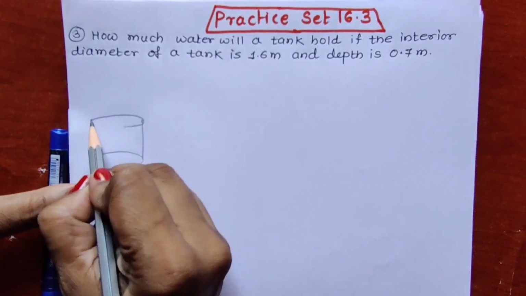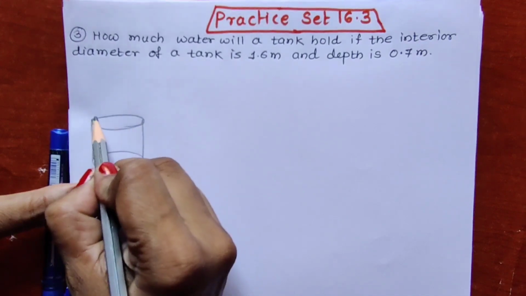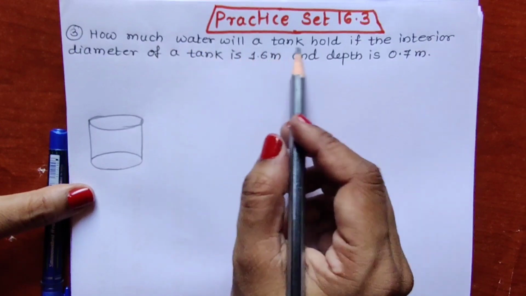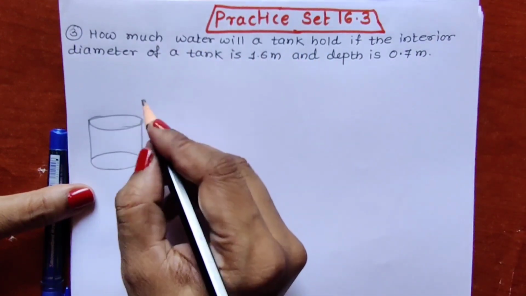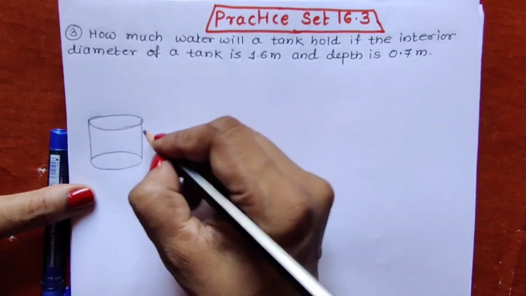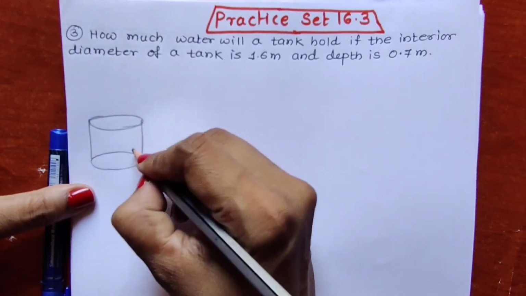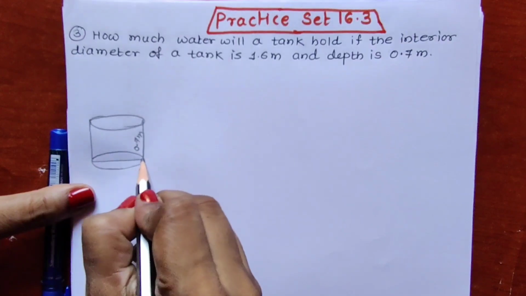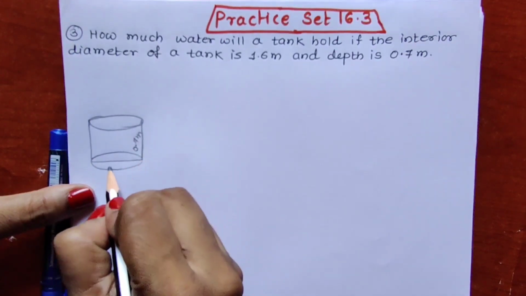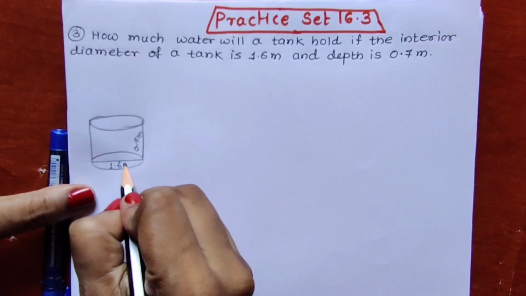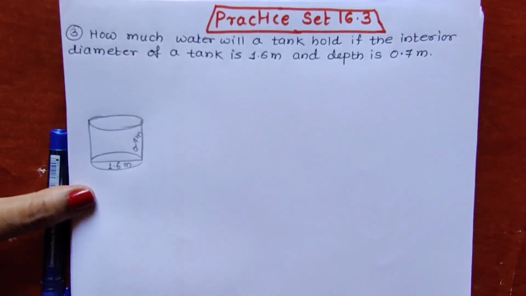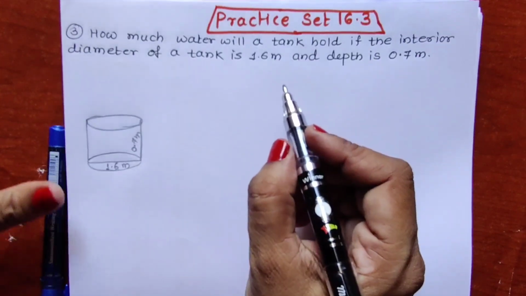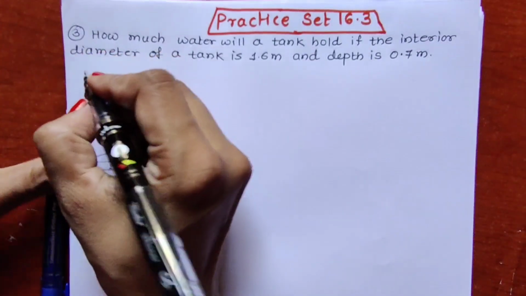This is the tank which is cylindrical in shape, and so we have to find out the capacity, or how much water it will hold. Depth is given, this depth is 0.7 meter. Depth means height is given, this is 0.7 meter, and diameter is given, 1.6. From diameter we can find out the radius, and then we can find out the capacity or volume of this tank of water. So let us start our solution.